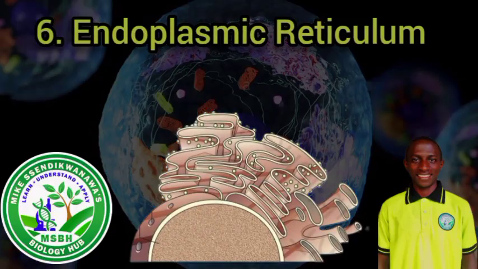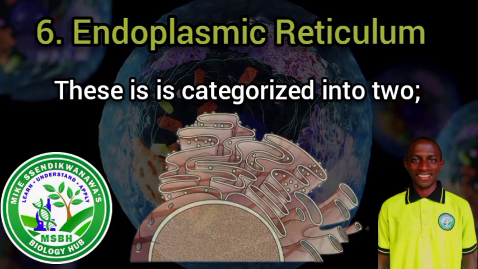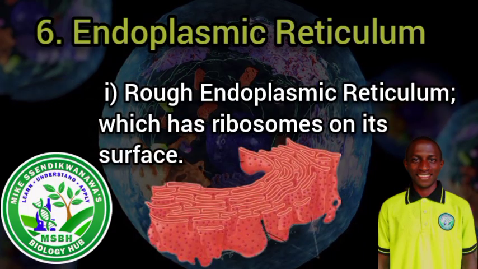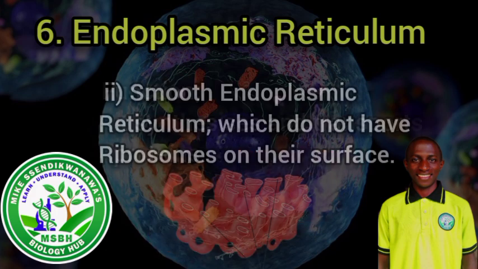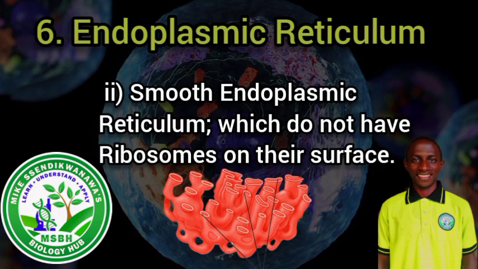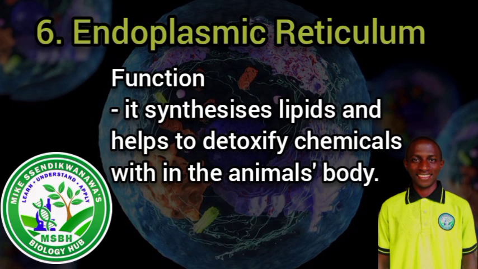6. Endoplasmic reticulum. This is categorized into two. 1. Rough endoplasmic reticulum, which has ribosomes on its surface. Function: it synthesizes and transports proteins. 2. Smooth endoplasmic reticulum, which does not have ribosomes on its surface. Function: it synthesizes lipids and helps detoxify chemicals within the animal body.